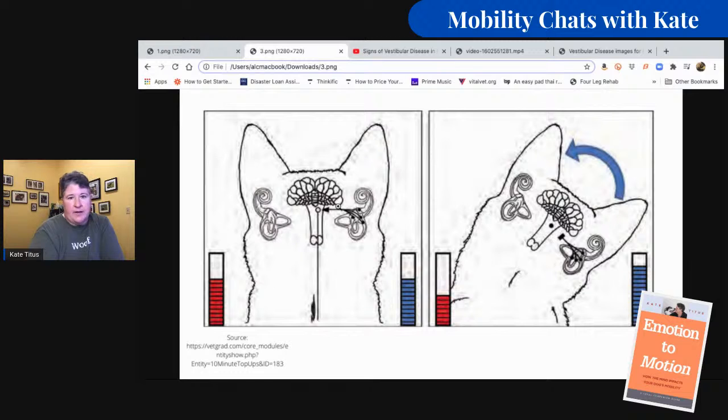Straighten the body toward the other side. Okay, so the side with less input. So to be able to do that, the other thing that needs to happen is there needs to be coordination between the eyes and the movement of the head. That coordination is really what enables your dog to see things in fast movement when they're moving their head quickly from side to side.